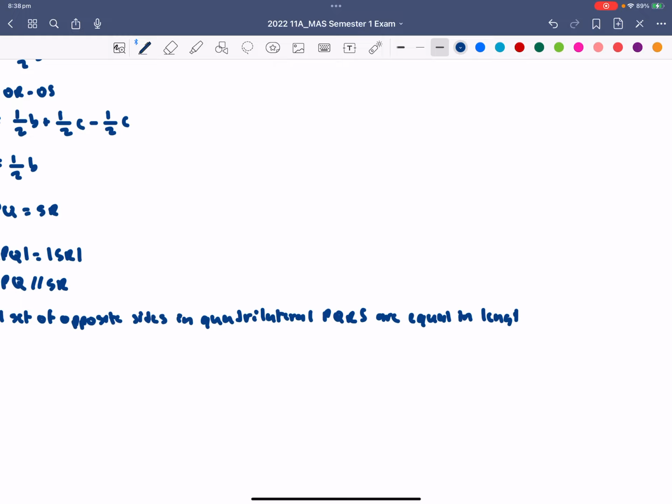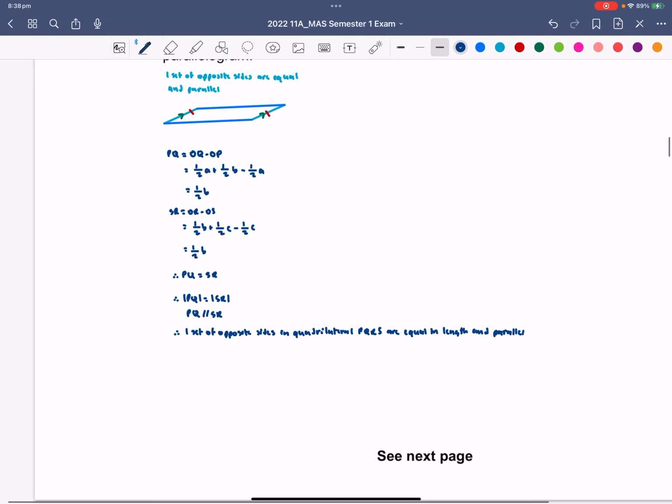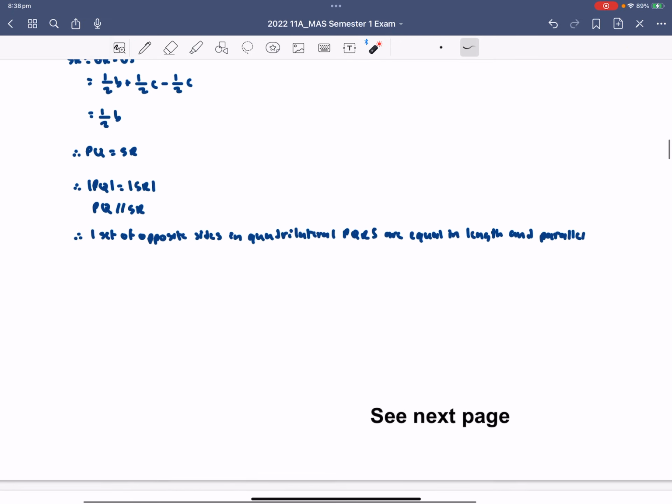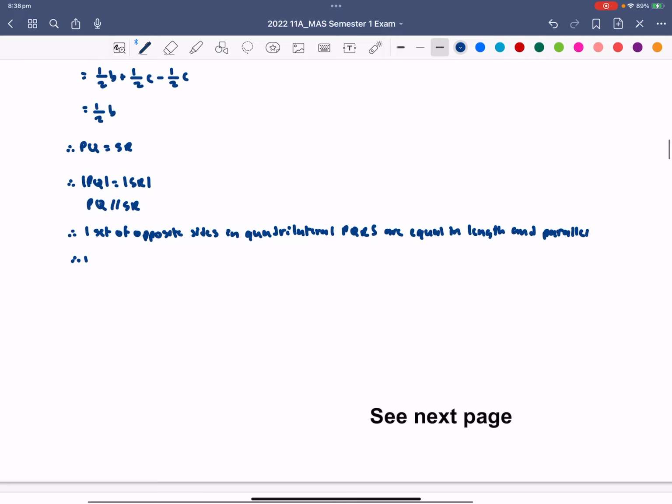And that is what you need to prove something is a parallelogram. Isn't that what I said earlier? One set of opposite sides are equal and parallel. So therefore, PQRS is a parallelogram, which is exactly what we were required to prove.